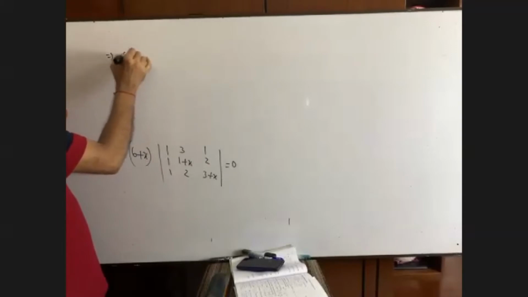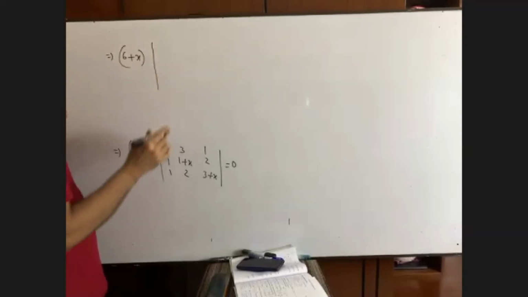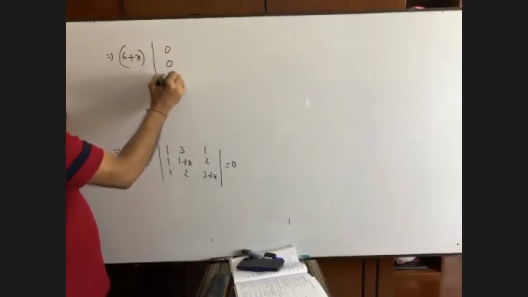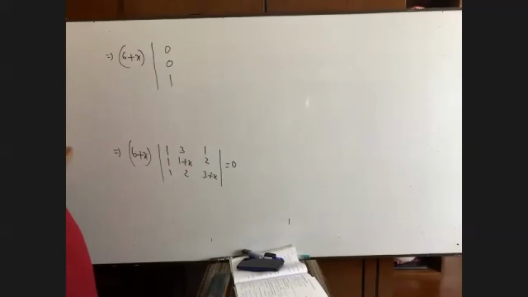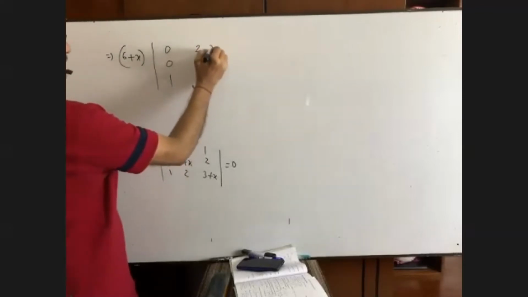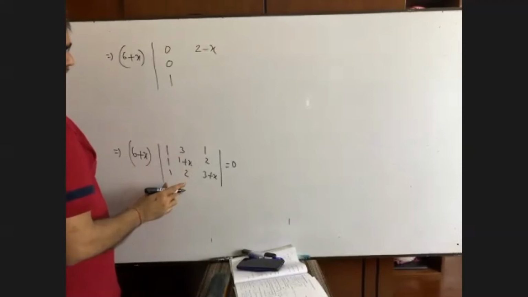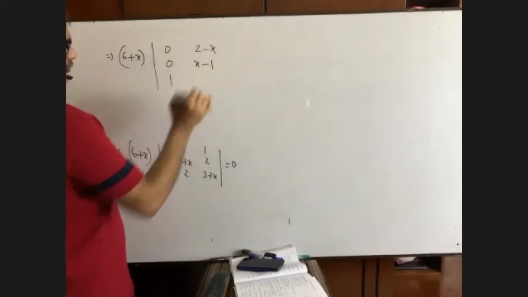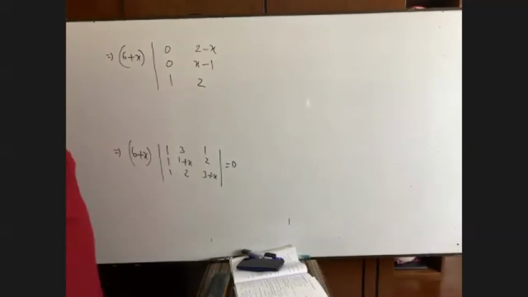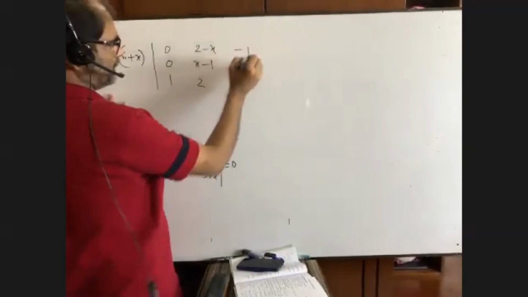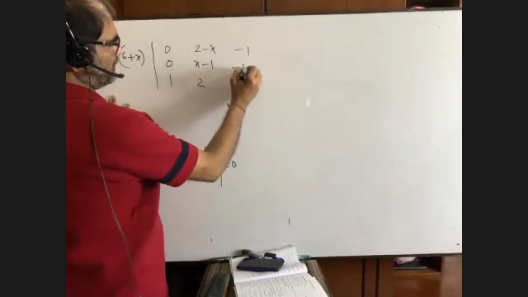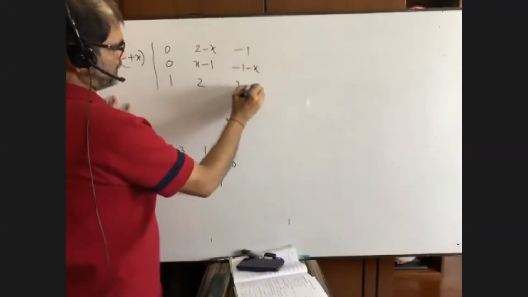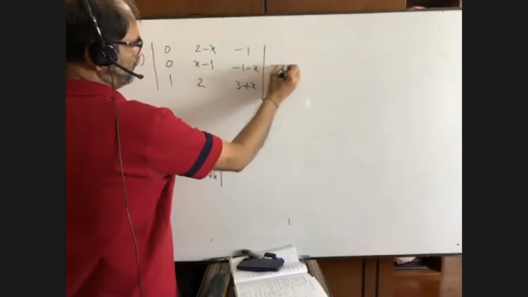This implies that 6 plus x, it is what? 1, 0, 0, 0, 0, 0, sorry, 0, 0, 1. This minus this, 3 minus 1. 3 minus 1 equals what? 2. That is 2 minus x. Then 1 plus x minus 2, that is x minus 1. It is 2. Then it is 1 minus 2, minus 1. 2 minus 3 minus x, that is minus 1 minus x. It is 3 plus x equals 0.